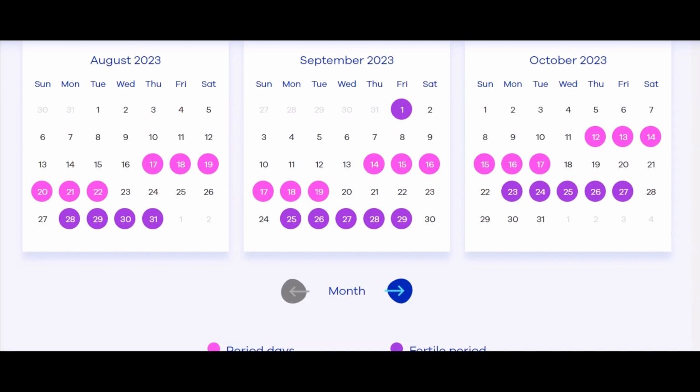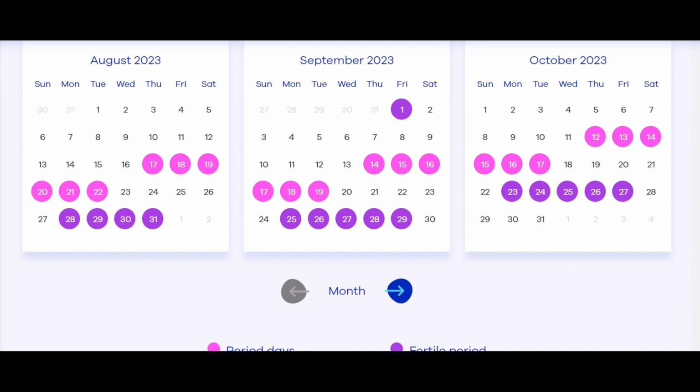So from the 17th to the 22nd, okay, from the 17th to the 22nd, the period lasts. Now, the dates highlighted in purple are the fertile periods.